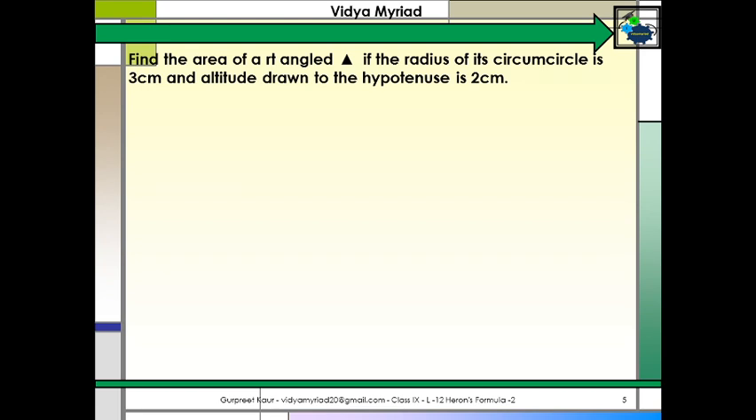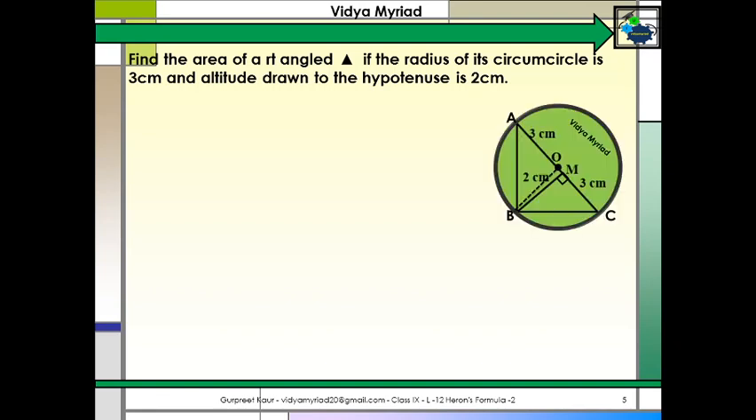Another question: find the area of a right angle triangle if the radius of its circumcircle is 3 centimeters. Radius given is 3 centimeters and the altitude drawn to the hypotenuse is 2 centimeters. Now see, first let me draw the diagram. Don't get confused in this. There is a circle. In this circle, there is a right angle triangle with the radius given as 3 centimeters. If you treat OC as the radius, definitely OA and OB, which touch the circle, are also radii of the circle.